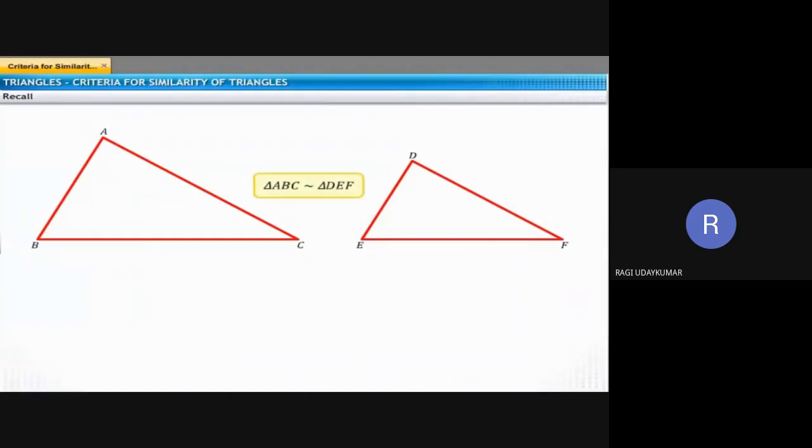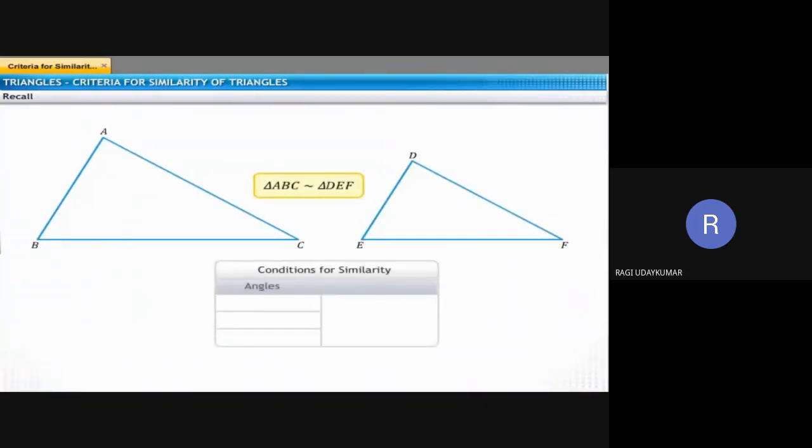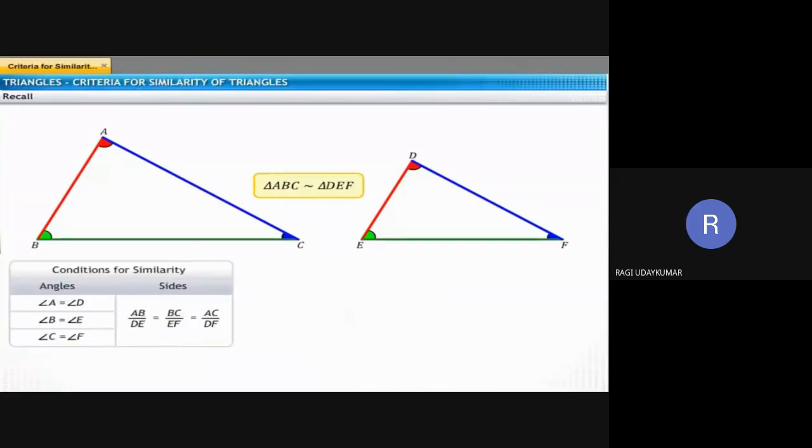These are the two triangles taken into consideration. These two triangles are similar. So what is the condition for similarity? Normally the angles should be equal: angle A equal to angle D, angle B equal to angle E, angle C equal to angle F, and the sides should be proportional. Originally, AB by DE equals BC by EF equals AC by DF.